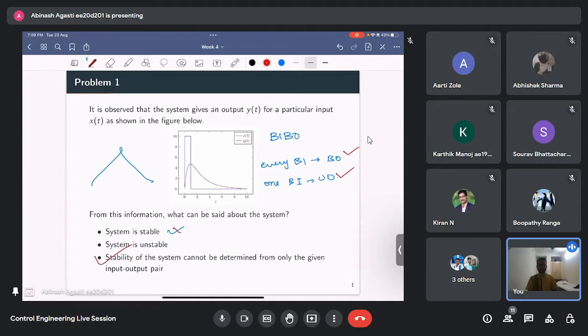Is this reasoning clear? So once again about, please, sir. Yeah.